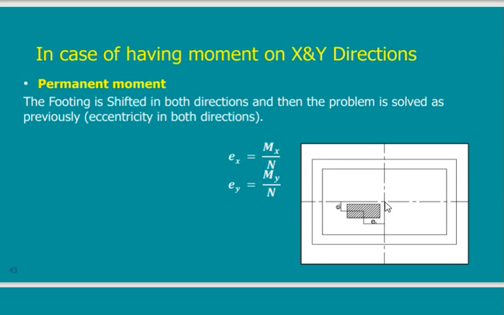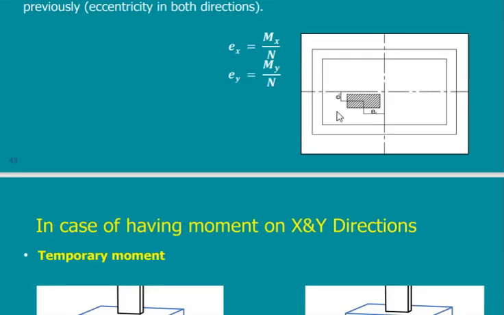So you start, this is the middle point, take this ex and then go down ey, or the opposite, start from here, take ey, then ex. This will be the new center of the column. If I manage to do this, then it will be similar to the isolated footing, but with a shifted column in both directions. That's all. This is the only difference.